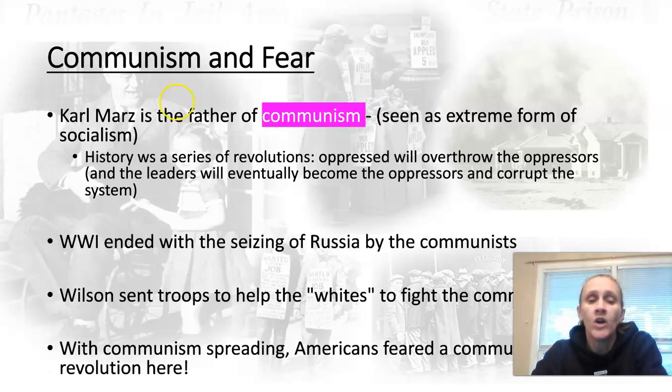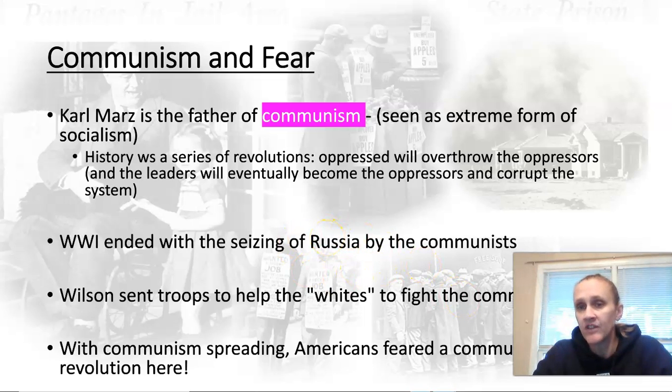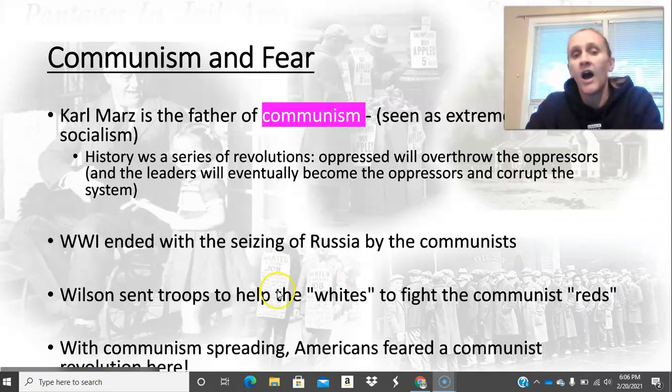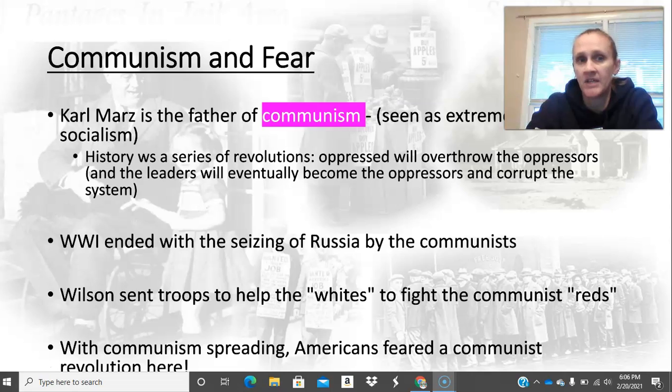Okay? So, with World War I ending, and then the communists seizing Russia, Woodrow Wilson, the President of the United States, is going to send troops to go help fight the communists in Russia. And because the Communist Party in Russia had adopted the color red as a symbol for their party, the whites are going to be those that fight against the communists.